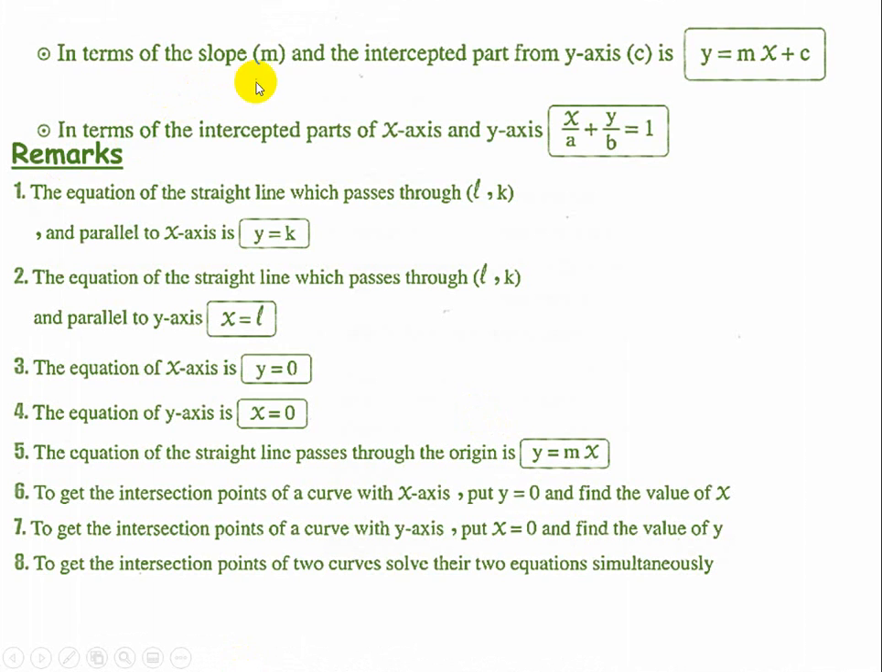In terms of the slope m and the intercepted part from the y-axis c, it is y equals mx plus c. In terms of the intercepted parts of the x-axis and y-axis, it is x over a plus y over b equals 1.